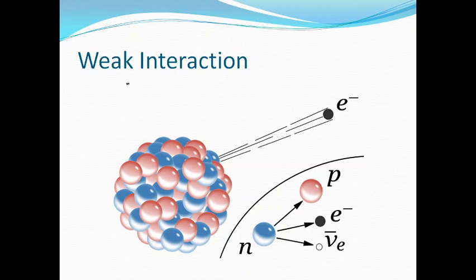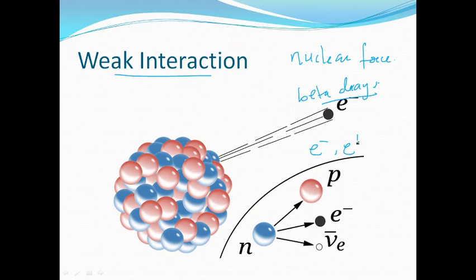Now the second type of interaction is the weak interaction. This is a kind of nuclear force, a force that exists within the nucleus. This nuclear interaction is responsible for a type of radioactivity known as beta decay. So what is beta decay? It is a nuclear reaction in which electrons or positrons are emitted from the nucleus. The weak interaction is involved in this beta decay process.